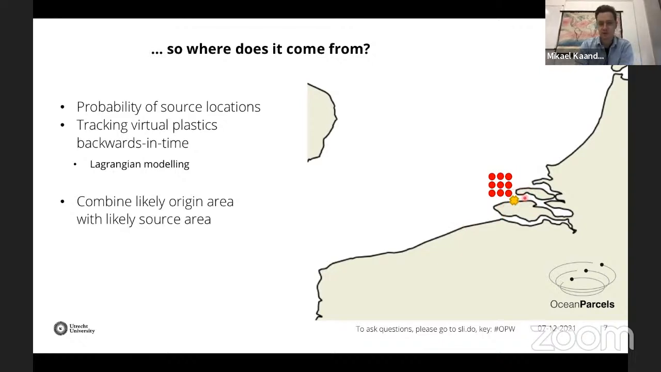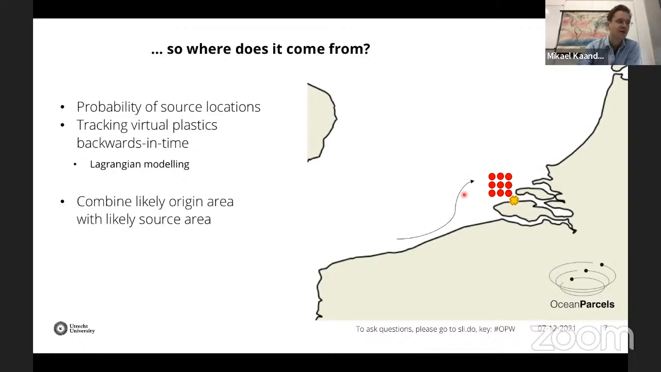So what Bram did is he released a lot of virtual plastic particles into the North Sea. And then he looked at how these particles are transported back in time to estimate their origin regions. This is called Lagrangian modeling. So in this case, we throw virtual particles into a virtual sea, and then we see how they are moved around by the ocean currents.